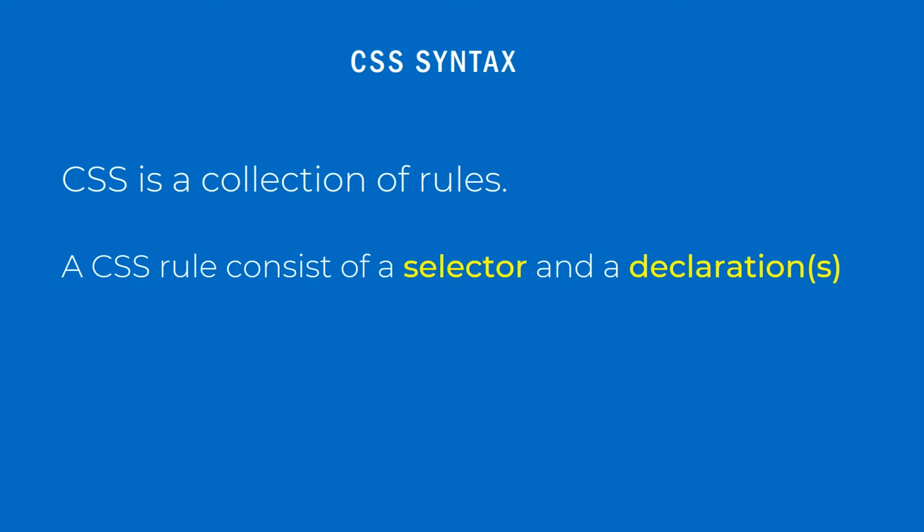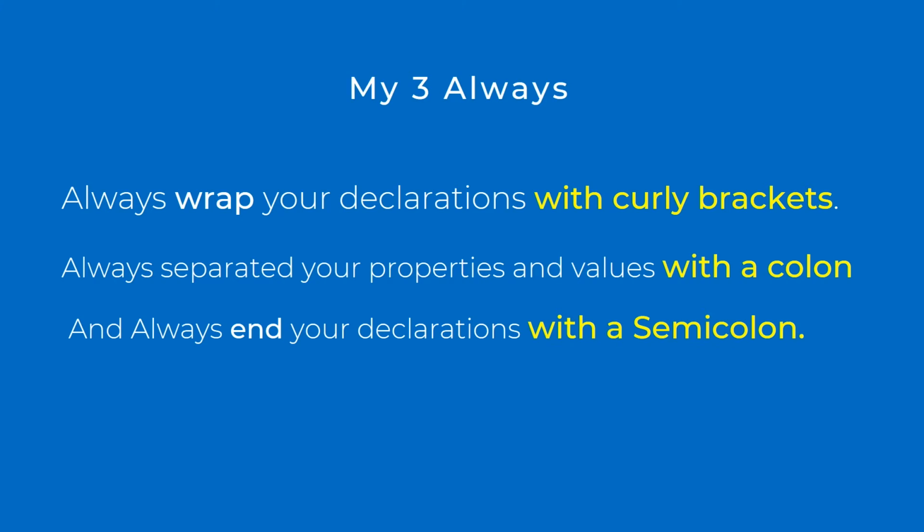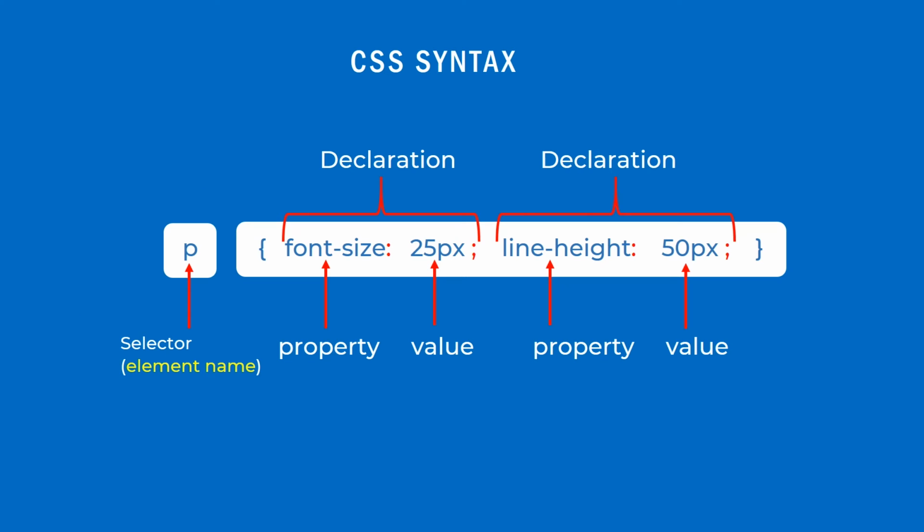And before that, let's cover my 3 always for CSS syntax. The first one is always wrap your declarations with curly brackets. The second one is always separate your property names and values with a colon. You can see in my diagram that the colons are red in color. And the third one is always end your declarations with a semicolon. And from my diagram, you can also see that the semicolons are red in color and the curly brackets are closing them.